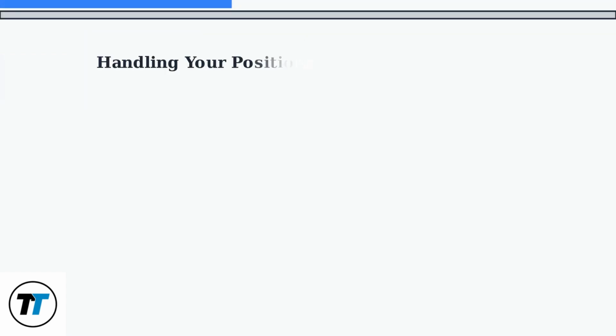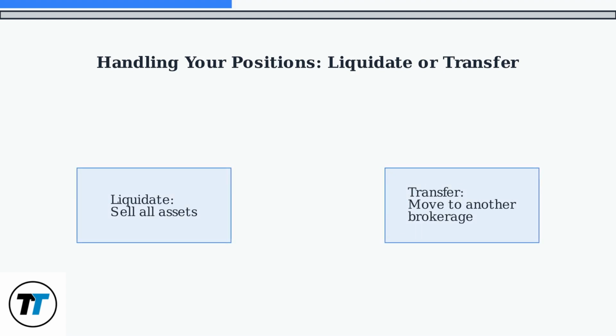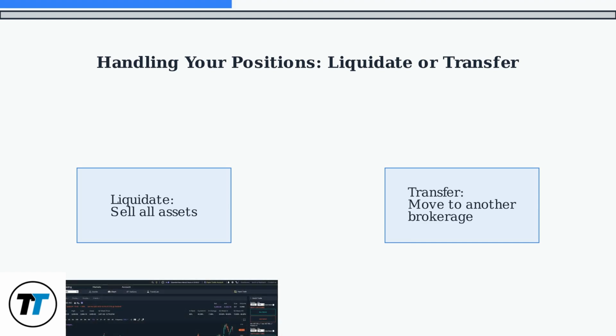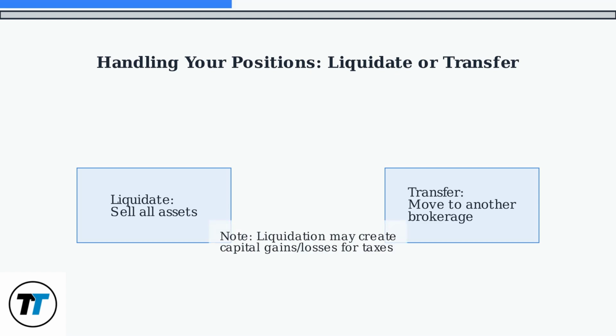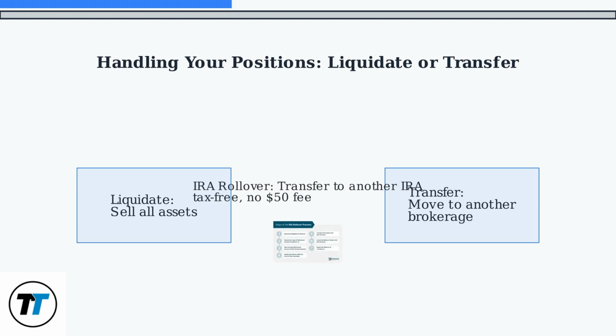You have two main options for your assets: liquidation, which means selling everything, or transfer to another brokerage. To liquidate, use E-Trade's platform to place sell orders. For transfers, use the ACAT system to move assets to another broker. ACATS typically takes 3 to 5 business days. Liquidating assets may generate tax implications, so consider this. For a tax-free rollover for an IRA, transfer the assets to another IRA account, avoiding the $50 fee.